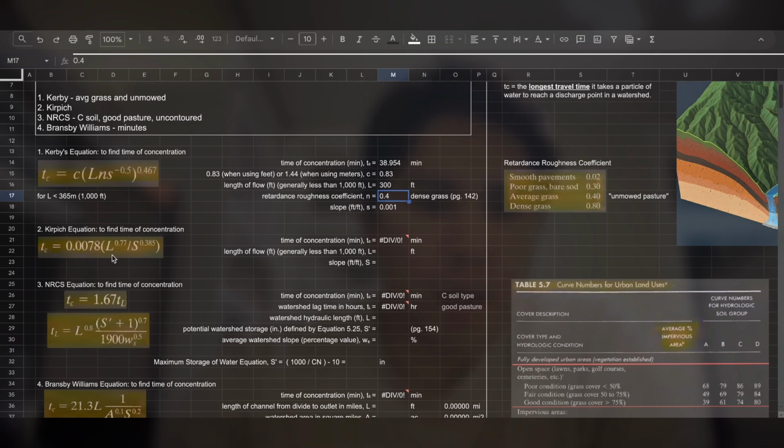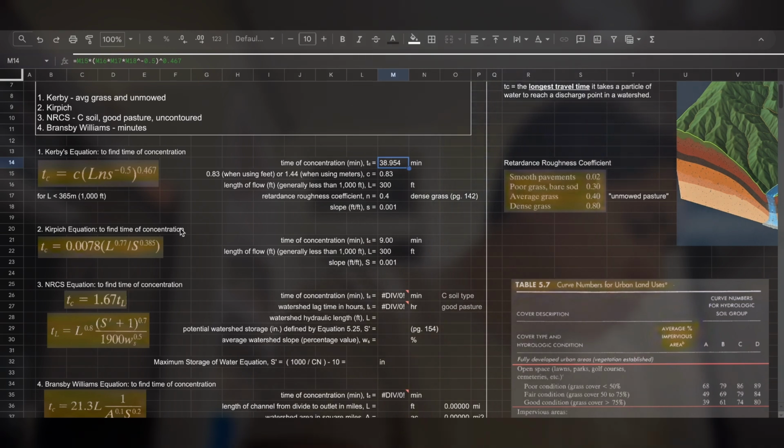Now let's move to the Kirpich equation. This equation is only asking for the length that the water is traveling, and the slope. The length is 300 feet and the slope is 0.001. Again, I already plugged in the numbers, and we got that from 300 feet away, the water is going to take 9 minutes, which is much faster than what we saw for Kirby's equation. And I want to point out why.